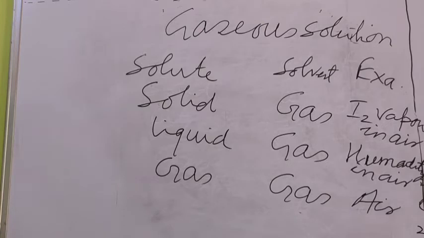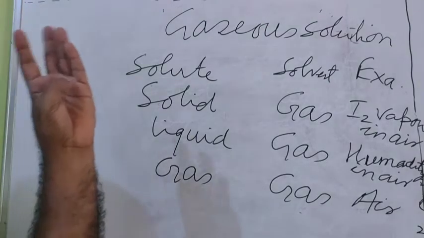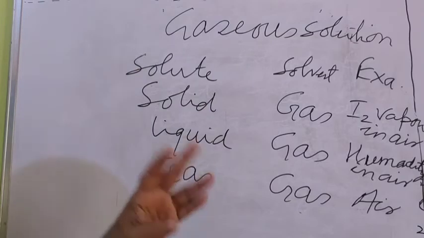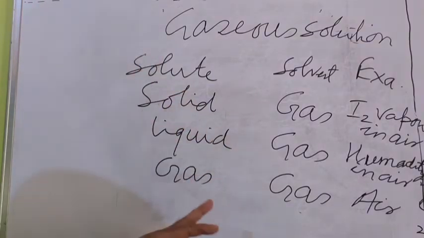So the total three solutions: solid solution, liquid solution and gaseous solution. In each case there are three types of solution, so there are a total of 9 types of solution.